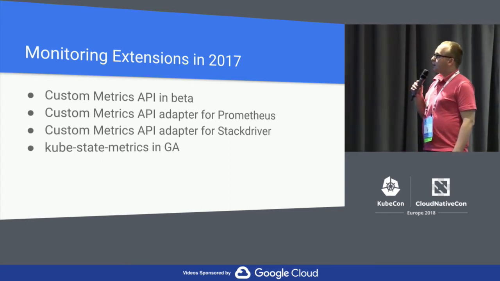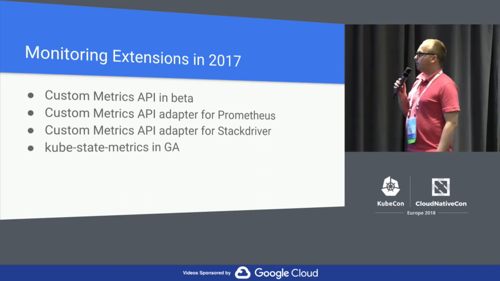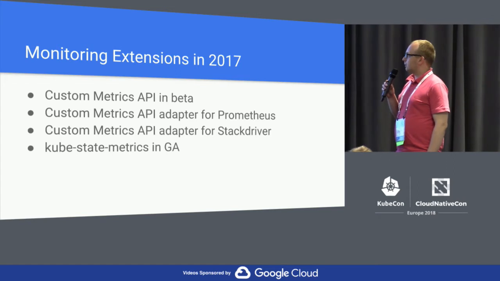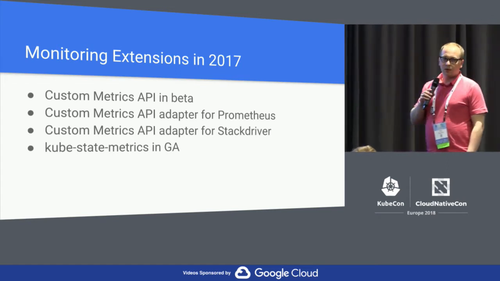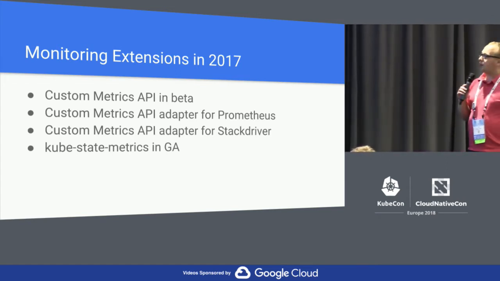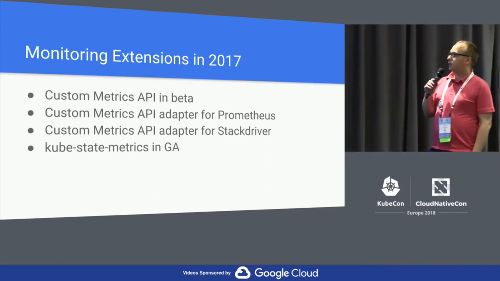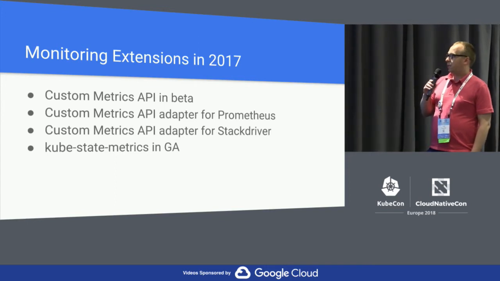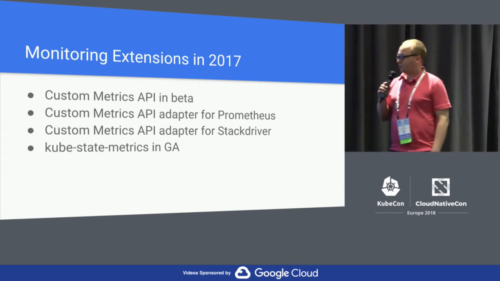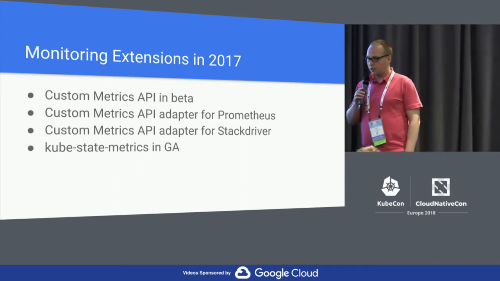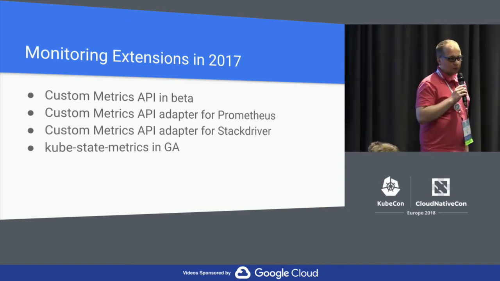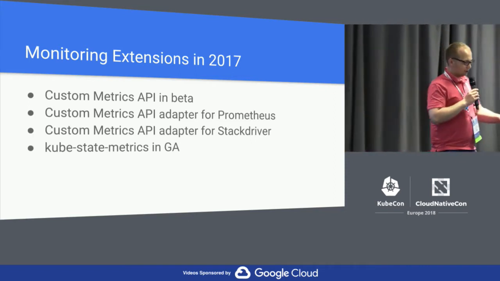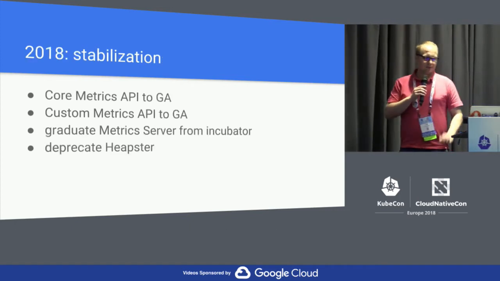There were also two implementations of this API developed in 2017, one for Prometheus, one for Stackdriver. I'm looking for more. I would like to have more. But it's basically the business of third-party monitoring vendors. We also graduated kube-state-metrics to GA, which means that this is a stable and production-ready component right now. We'll talk about this later, what it actually does.